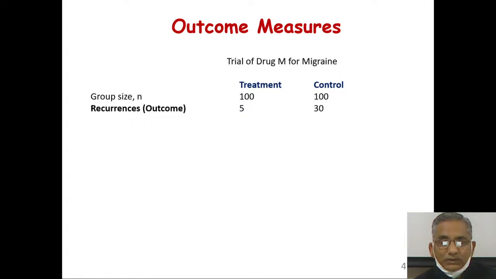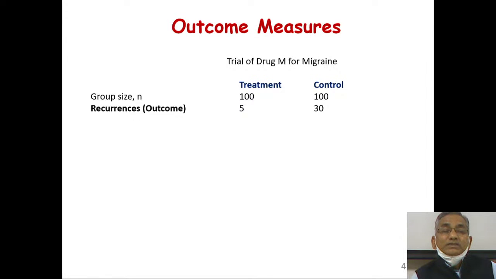So these patients, they are the ones who had completed treatment. They became all right, and then you started following them for recurrence of the outcome. So in the treatment group, 5 patients recurred, whereas in the control arm 30 recurred. So that is the outcome.